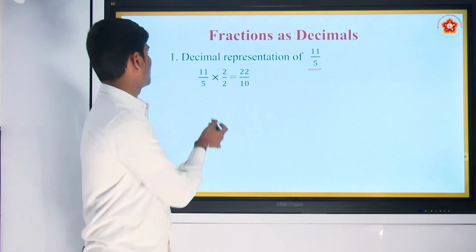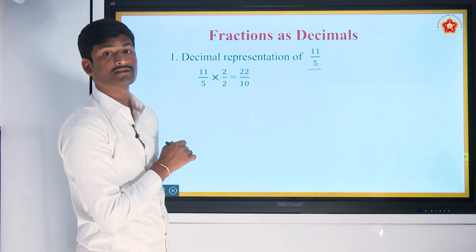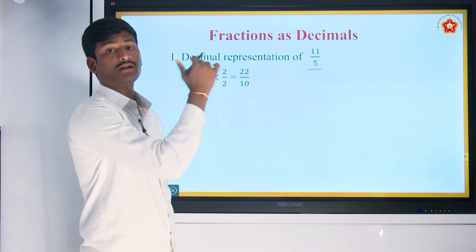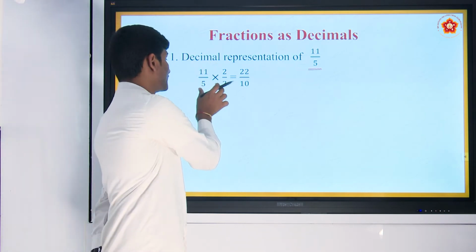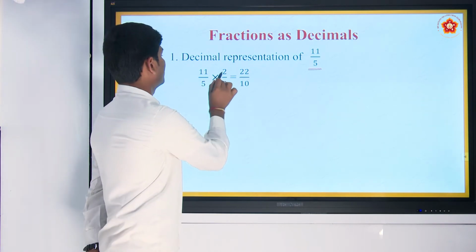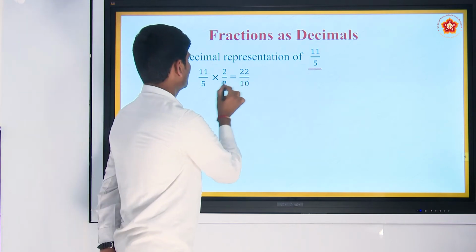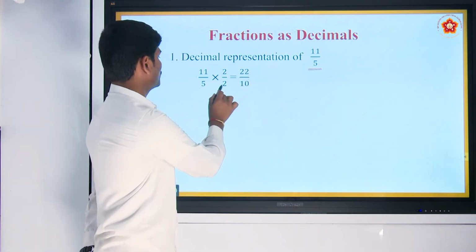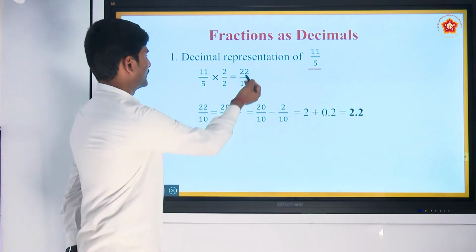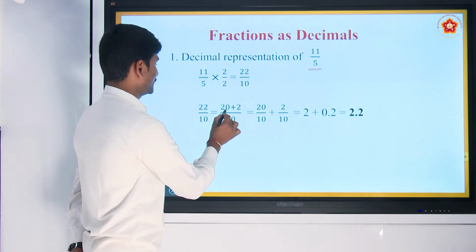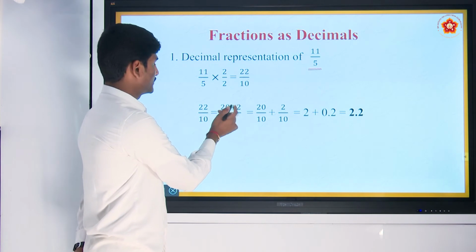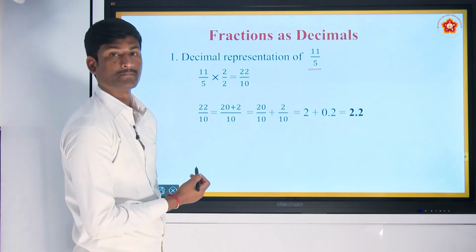Here 11 divided by 5. How to make the equivalent fraction? We multiply by 2, numerator and denominator, both sides, not only the denominator. 11 into 2, how much? 22, divided by 5 into 2, 10. Then 22 divided by 10 means 20 plus 2. 22 will be separated. 20 plus 2 divided by 10.